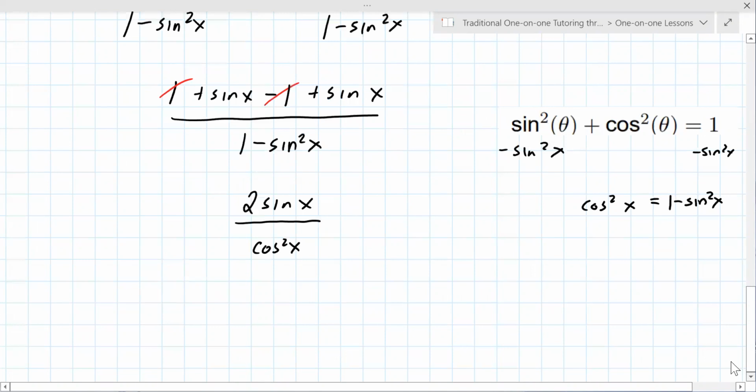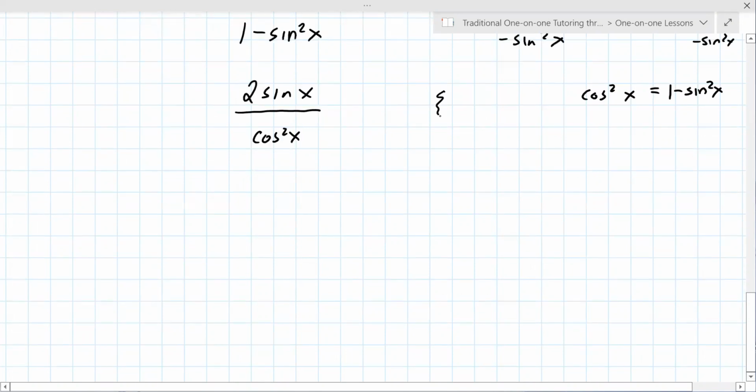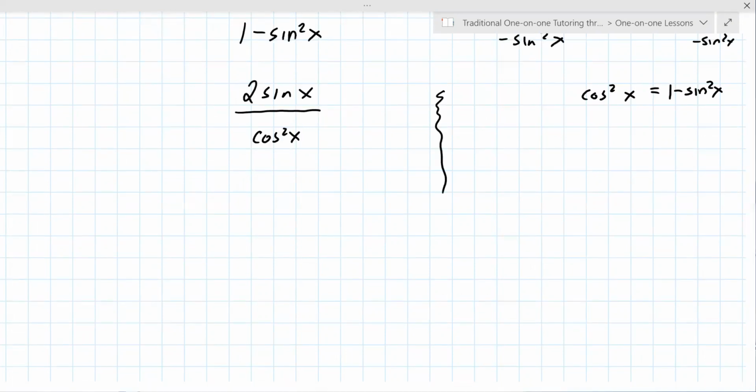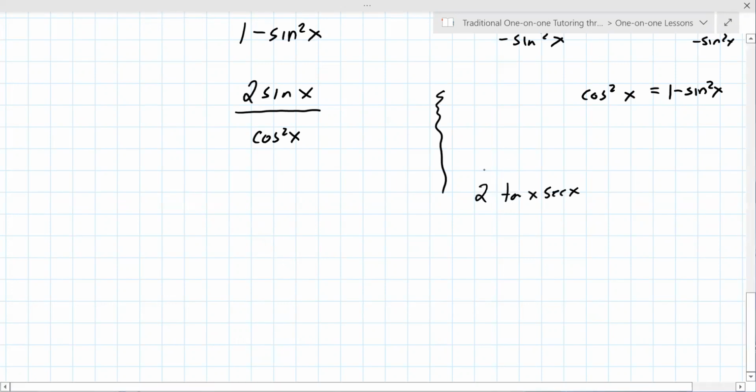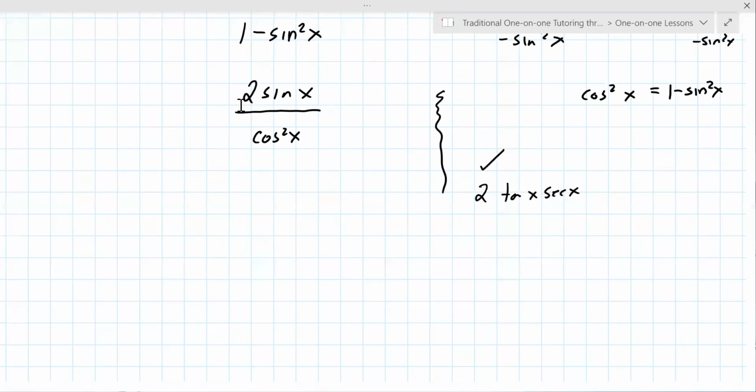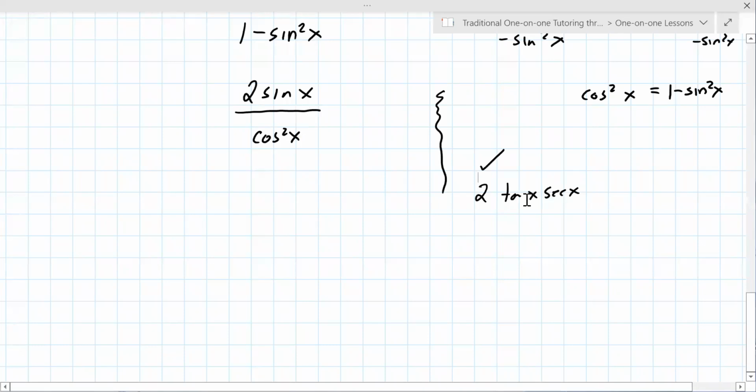Okay, now if you're wondering, well, why are we doing that? Again, sometimes it's good to go back and ask what are we actually trying to make the right-hand side look like? We're trying to make it look like 2 tangent x secant x. We're like, oh, good, we got the 2 already. But how do you turn this mess into tangent secant? It helps if you write them out without the squared. So it's cosine x, cosine x.